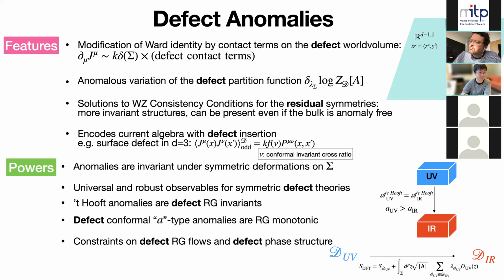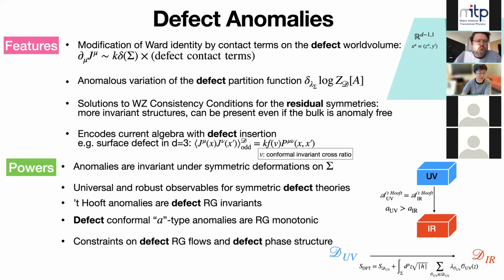Okay, and as a result, these defect anomalies can be present even if the bulk quantum field theory has no such anomalies. So, for example, an odd-dimensional quantum field theory that does not have conformal anomalies or perturbative 't Hooft anomalies can have non-trivial anomalies of such flavors when you have an even-dimensional defect, as we'll see in examples. And similarly, these defect anomalies also encode important parts of the current algebra, but now in the presence of a defect insertion.